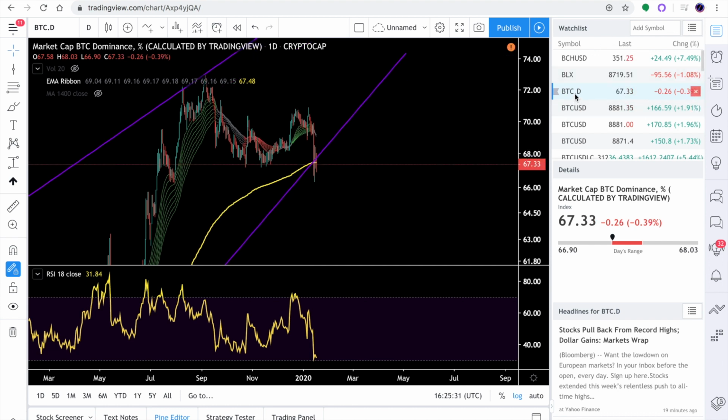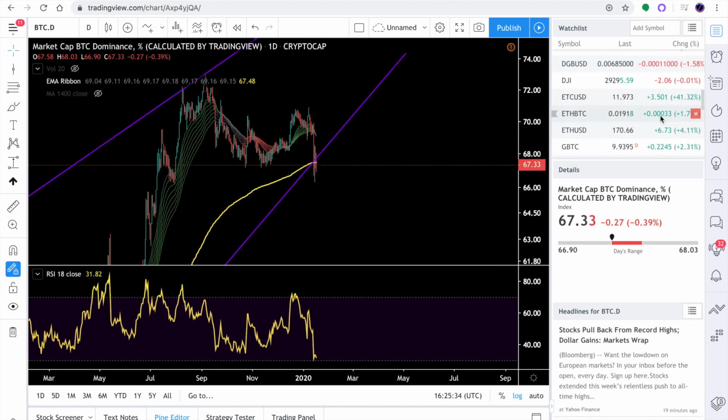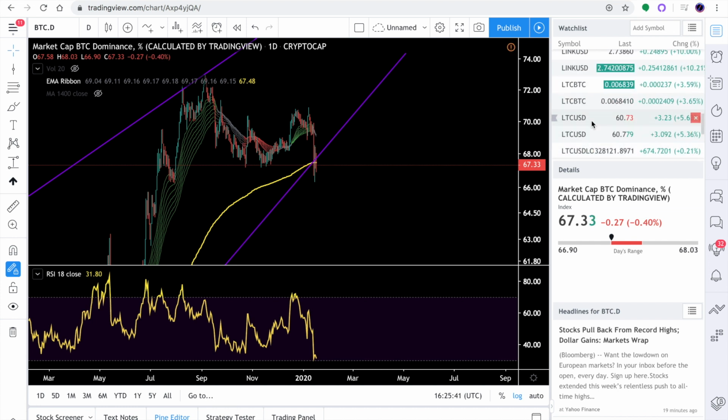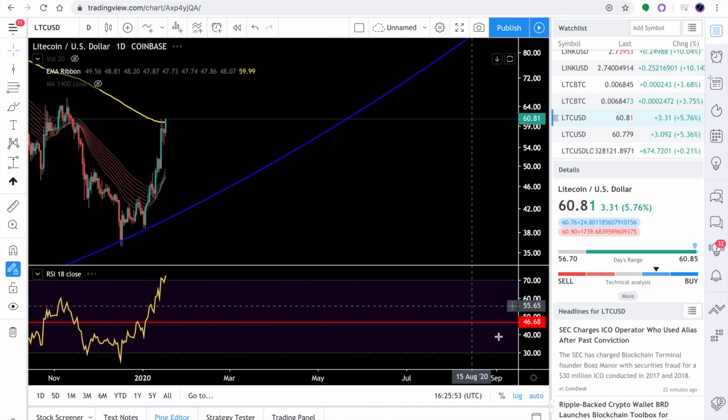Look at dominance, guys. Take a look at dominance. Also look at total market cap minus BTC, and look at a couple other patterns that could make you some nice gains. Of course, none of this is financial advice, so do your own research. Look at that Dash Litecoin pattern. That could possibly play out. Looks like Litecoin's breaking 60 bucks now, which is good.